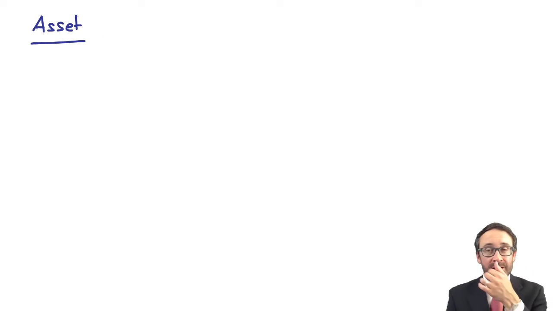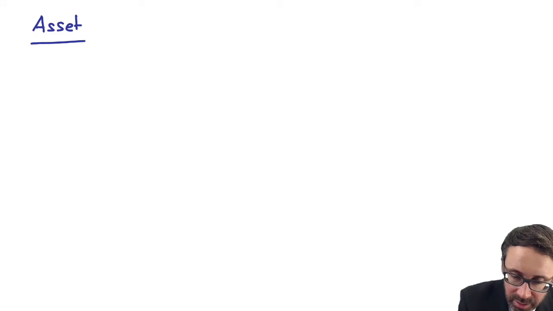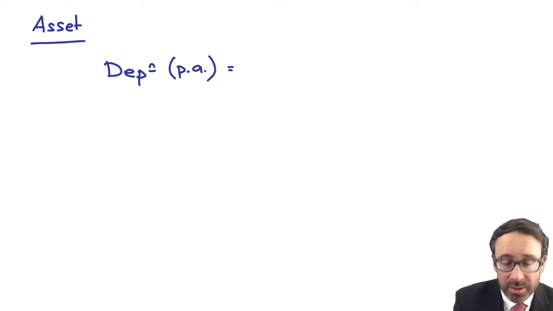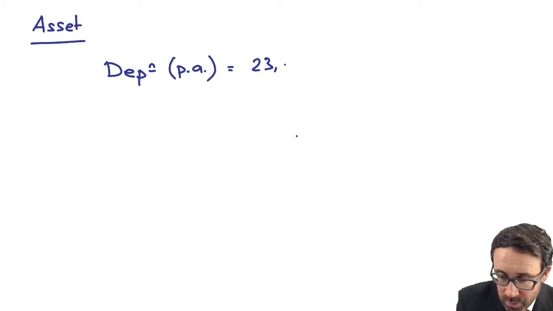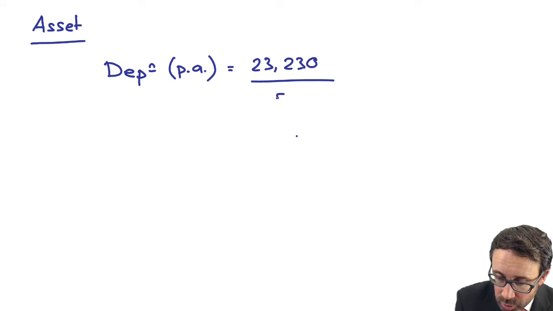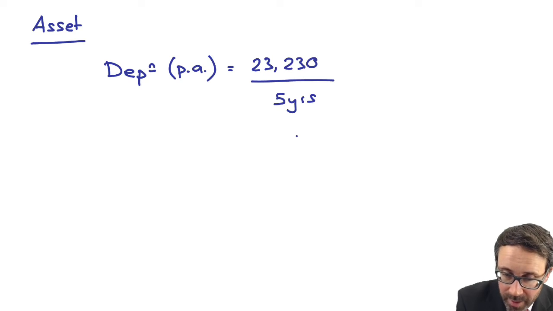To get the easier marks first, with regard to the asset, remember the asset is carried at cost less accumulated depreciation. So your depreciation expense per annum is the 23,230 divided by the shorter period, being the lease period of 5 years.